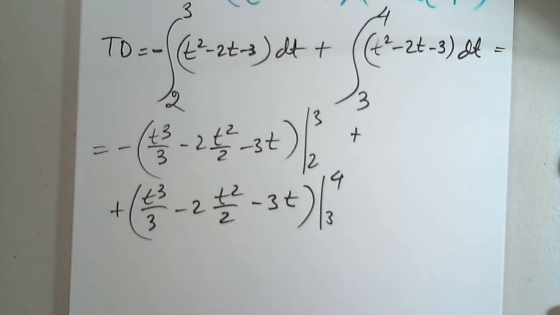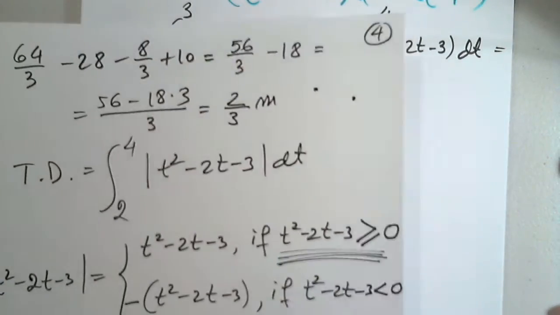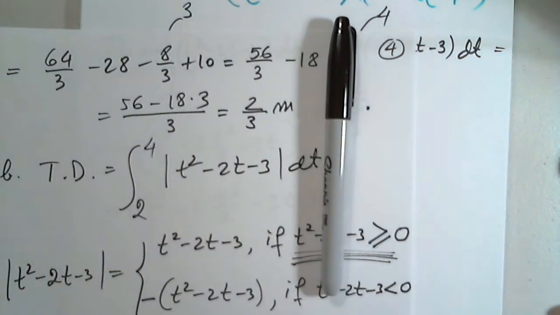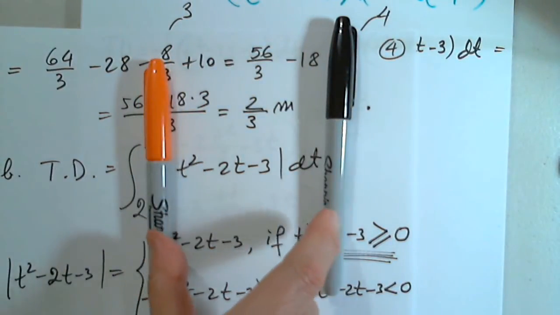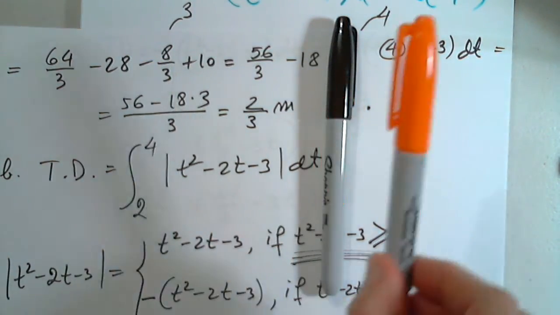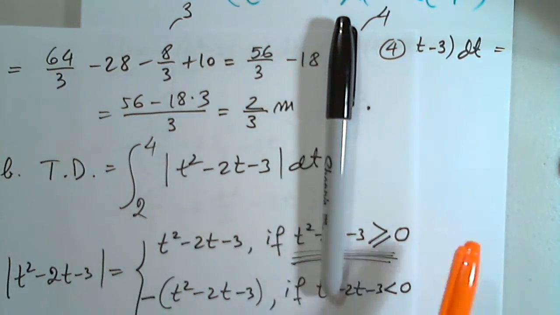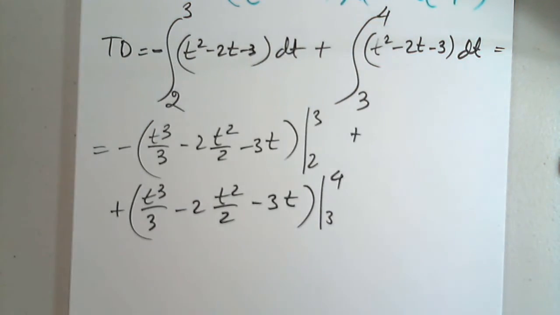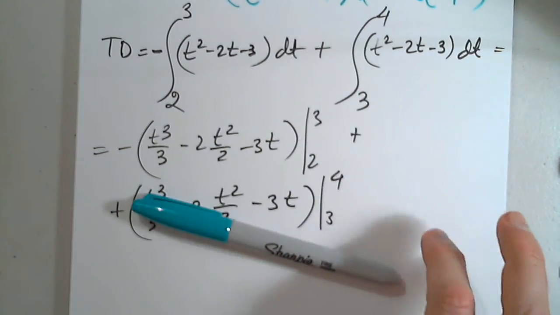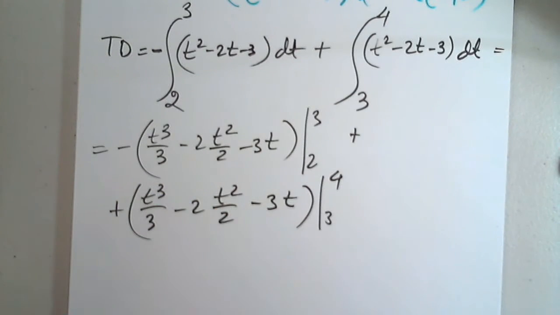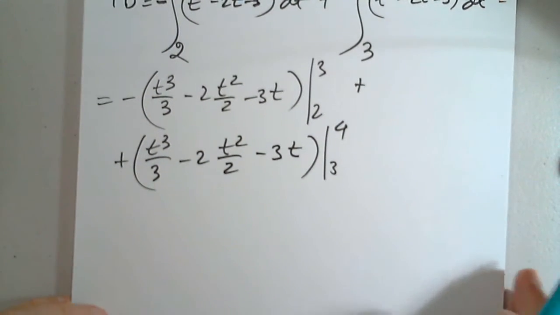The total distance cannot be negative. The displacement can be negative. So the particle can start here and end here, so the displacement will be negative. If it starts here and ends here, then the displacement is positive. But the total distance, if you cover this total distance, your odometer will always go up. Your odometer will never show negative 10,000 miles, right? So this sum has to be a positive number guaranteed. Okay, so let's see how we get that positive number.